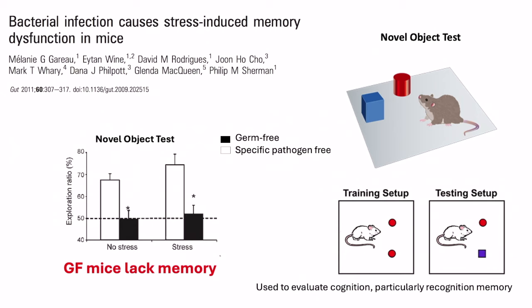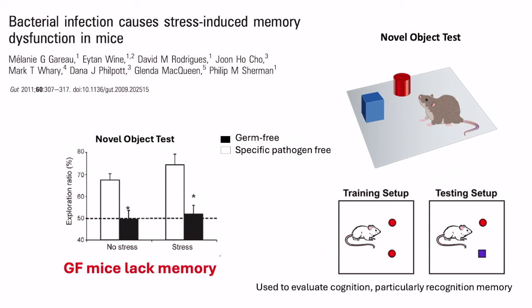So we can see when you've got a microbiome, the mice spend about 70% of their time playing with the new object, showing they've remembered that the other one they played with yesterday. But in the germ-free animals, you can see they spend 50% of their time with either object, showing they lack that memory. So without a microbiome, there's an impairment of memory.